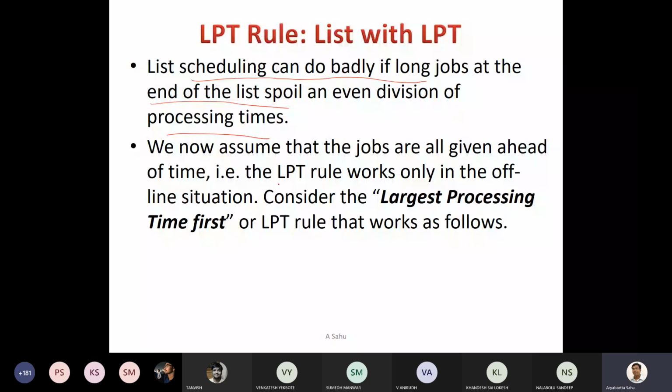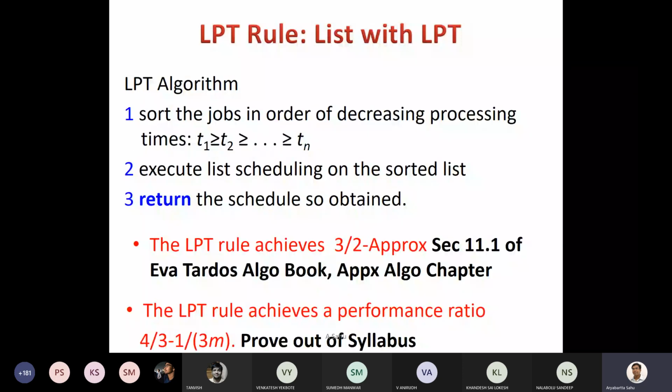Decreasing processing time, so T1 is greater than T2 is greater than Tn. So this is decreasing processing time, and we schedule based on this. Execute the list scheduling on the sorted list and return the schedule so obtained. The LPT rule is a 3/2 approximation, and this is proved in your Eva book. This is section 11 of the Eva book, and the LPT rule is again a 4/3 approximation. This is also given in the Eva book.